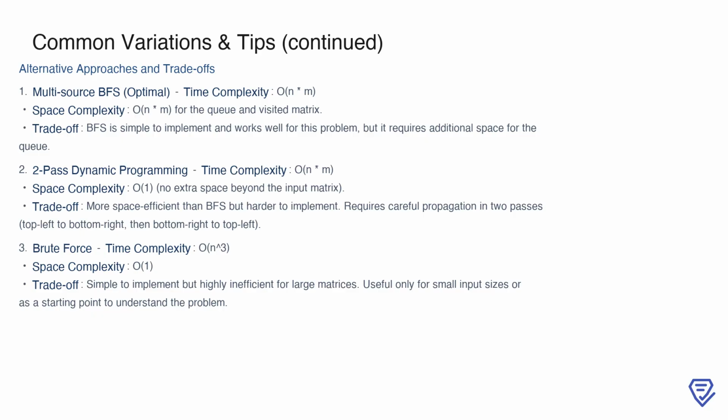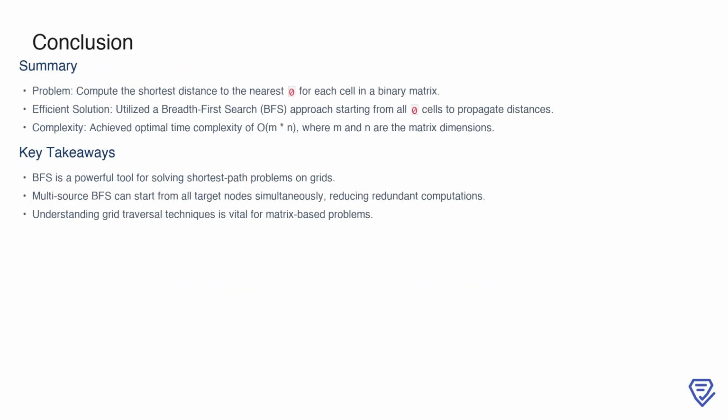By evaluating these approaches, you can choose the one that best balances efficiency and implementation complexity for the given scenario. To summarize, we solved the 0-1 matrix problem using an efficient BFS approach, achieving a time complexity of O(m*n). Key takeaways include the effectiveness of BFS for shortest path problems and the importance of mastering grid traversal techniques.